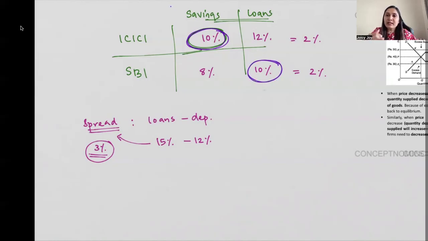All right. So consumers or customers would want to buy loans from SBI and would want to deposit with ICICI. I hope it's clear for you. But what's the problem here?